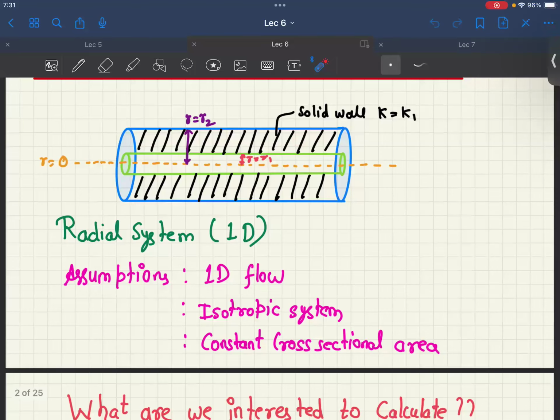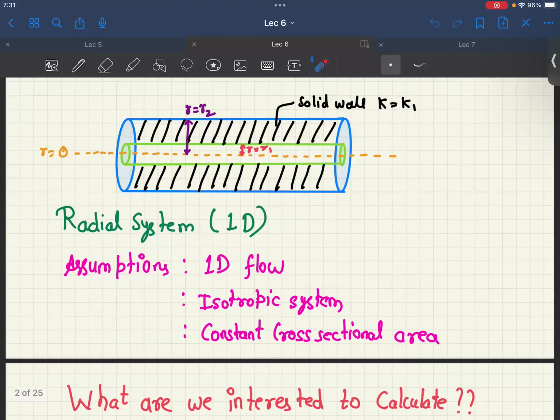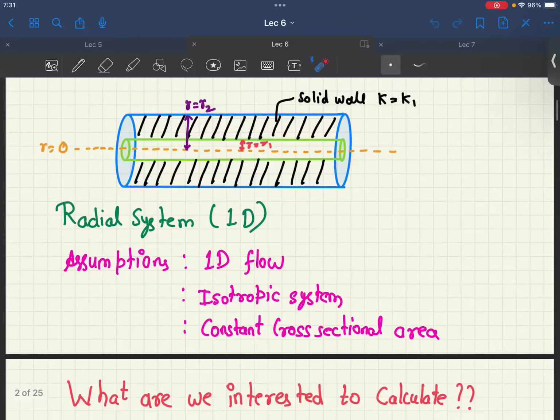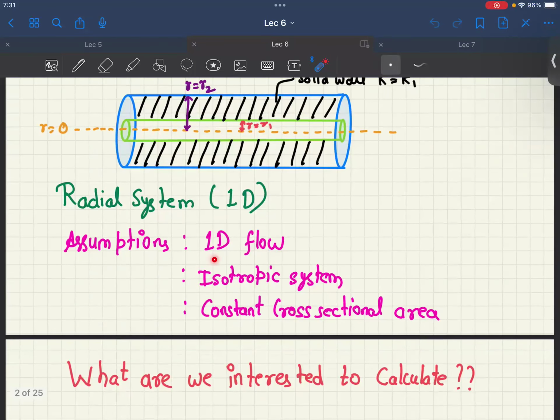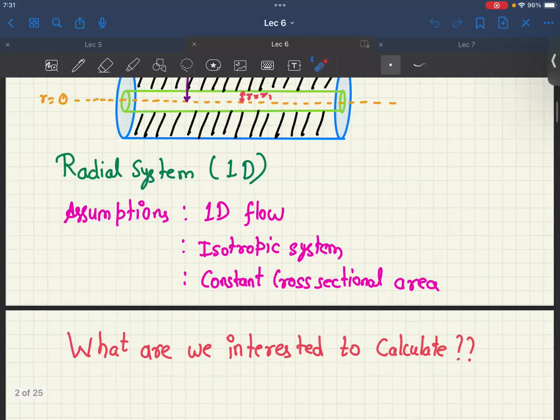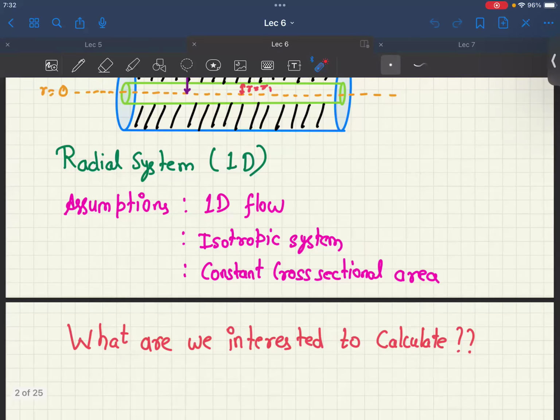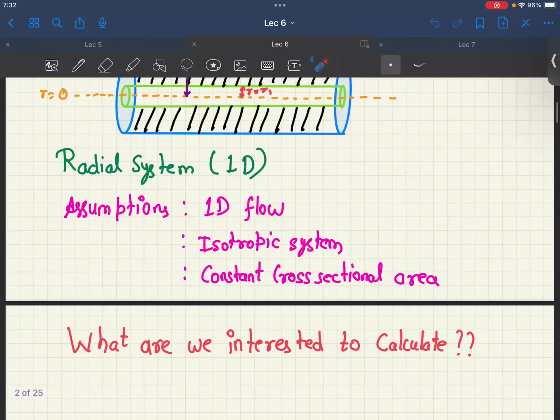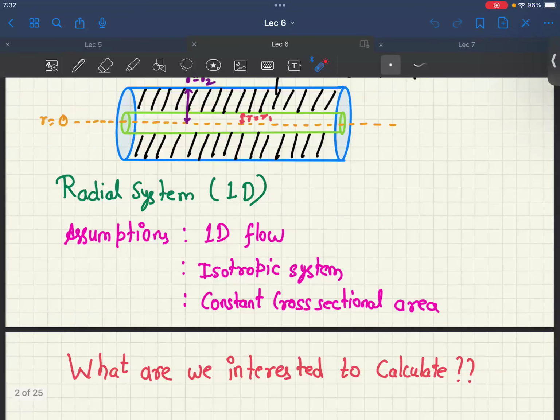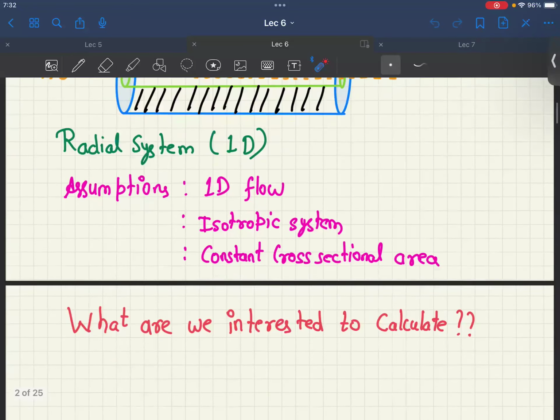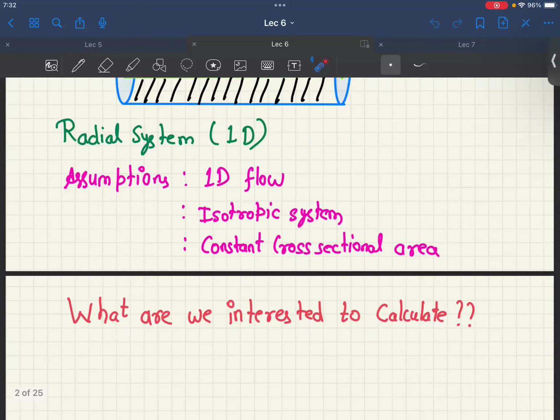Okay. So now what we need to do is calculate the temperature profile, the rate of heat transfer, and the flux of heat transfer. The assumptions we are going to make are that it's a one-dimensional flow, so temperature is going to vary only in the R direction. We have an isotropic system, and the surface area is the same. ठीक है क्योंकि heat transfer ऐसे हो रहा है तो surface area is going to remain the same.